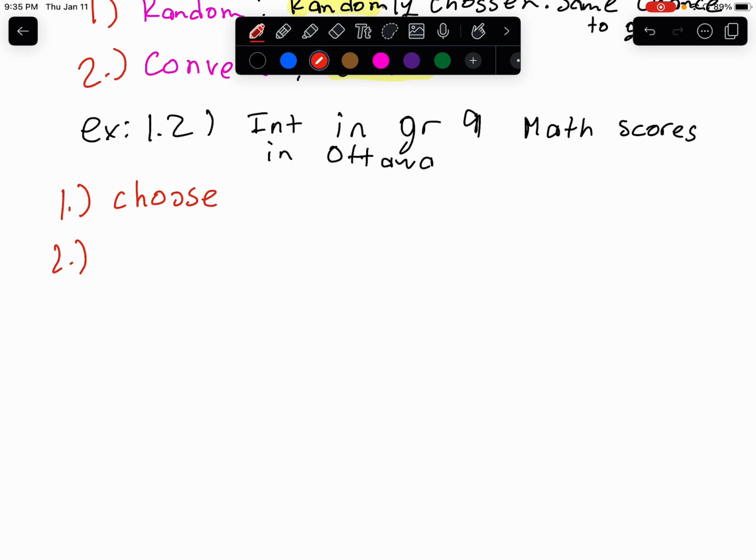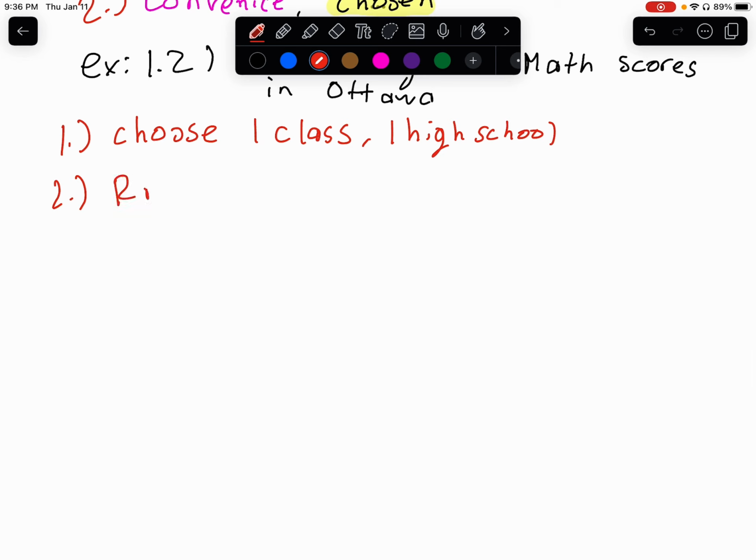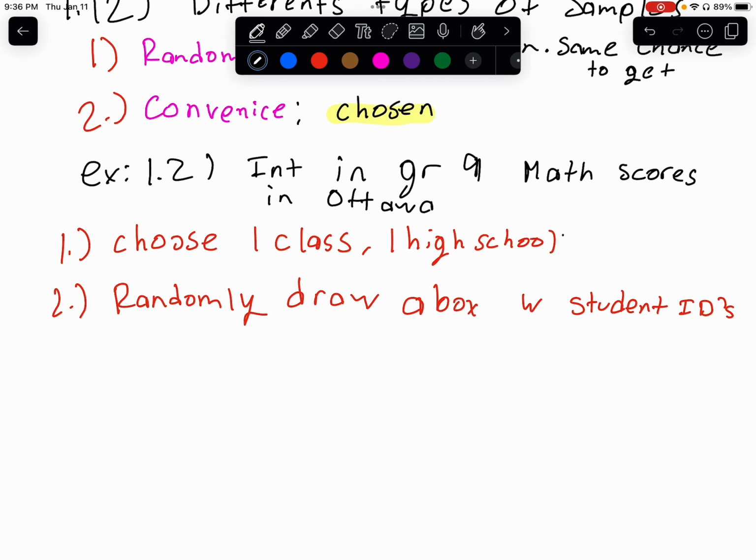So choose one class from one high school. And our second sample is randomly draw a box with student IDs. So as we go in, I'm going to write this in black again. So we have to define them.